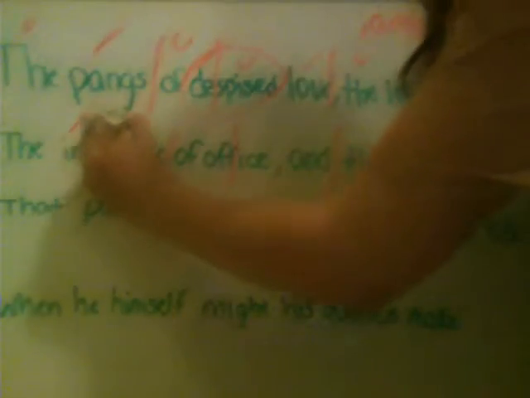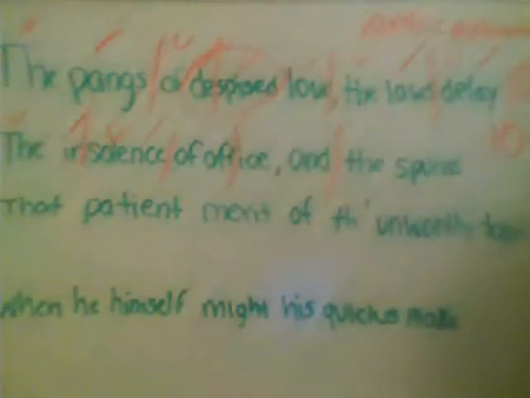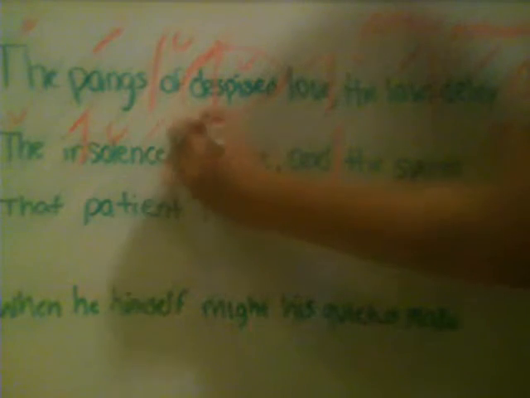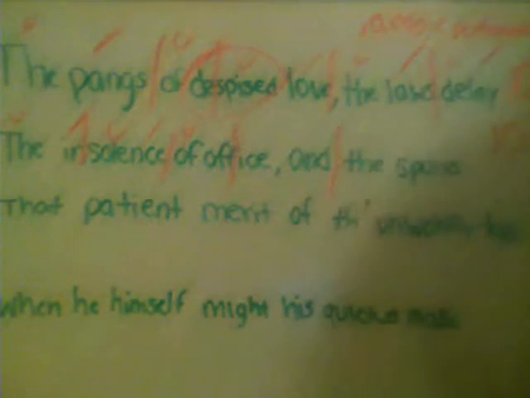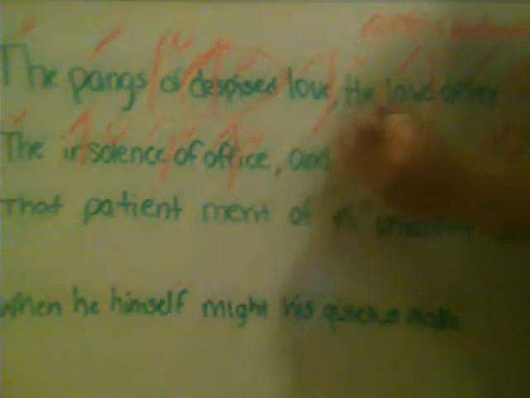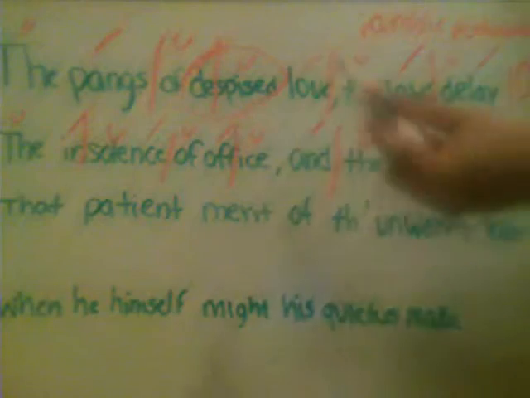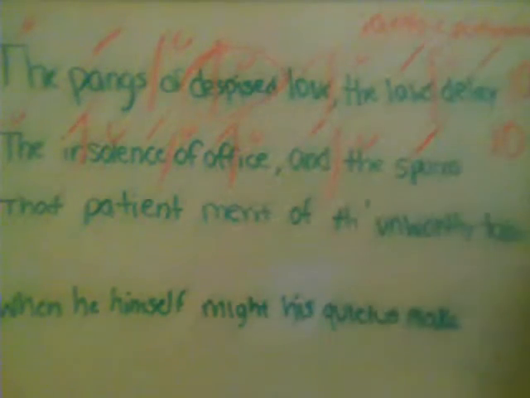So accent, unaccent, accent. Again, the, which really isn't accented. Of, which is a soft, unaccented word. Office, you say OF-fice, not of-FICE. So accent, unaccent. And the spurns. So once again, we have unaccented, accented, and 10 syllables, 5 feet. So this is also in iambic pentameter.